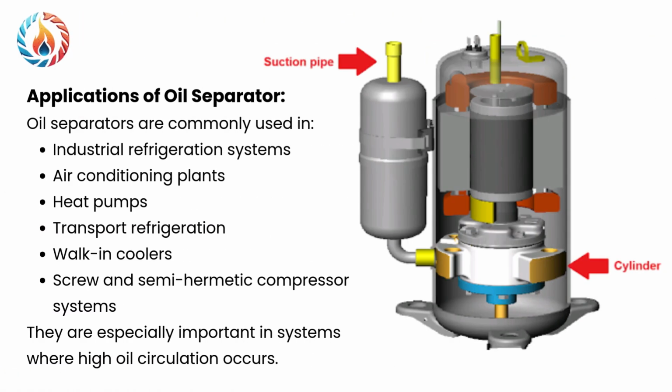Applications of oil separator. Oil separators are commonly used in industrial refrigeration systems, air conditioning plants, heat pumps, transport refrigeration, walk-in coolers, screw and semi-hermetic compressor systems. They are especially important in systems where high oil circulation occurs.